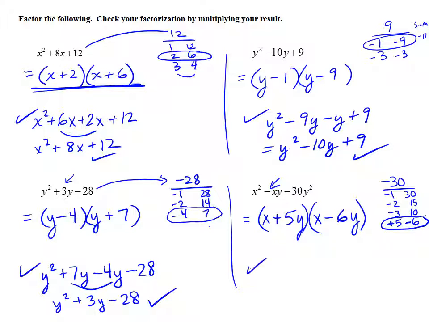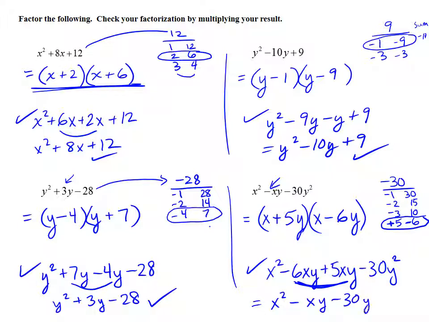Let's check it. FOIL this out. x times x is x squared. Outside terms are -6xy. Inside terms would be +5xy. Last terms would be -30y squared. Take those middle terms and combine them. -6xy plus 5xy would be -xy, -1xy, minus 30y squared. That's exactly where I started, so this checks.